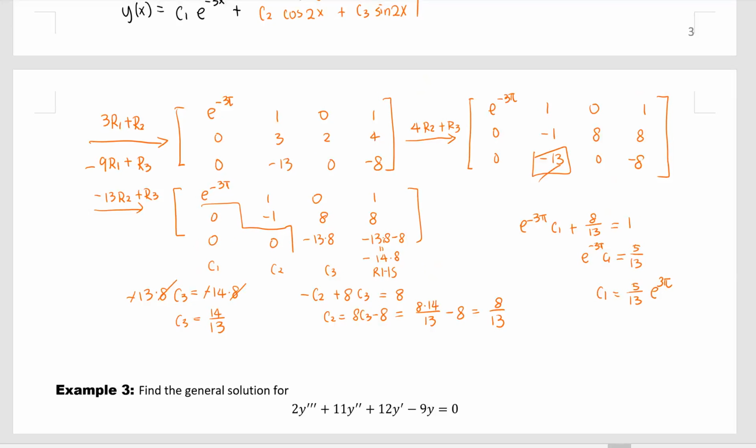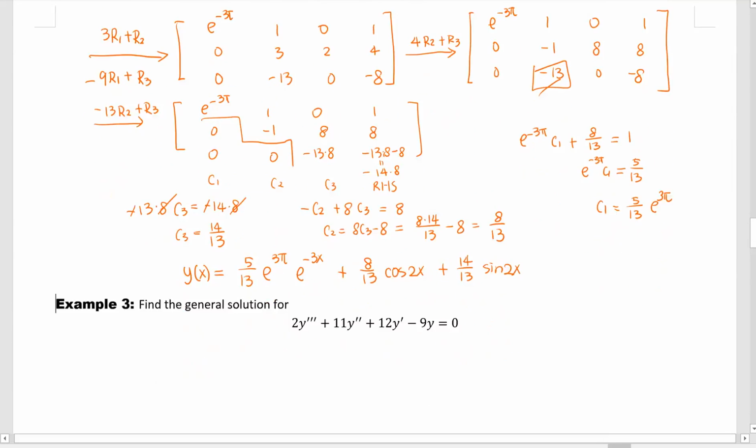So our final answer y of x is C1, 5 over 13 e to the 3 pi times e to the negative 3x. And then C2 is 8 over 13 cosine 2x plus C3 is 14 over 13 sine of 2x. So this is our final answer of this problem. Yeah, it's quite a long problem, isn't it?